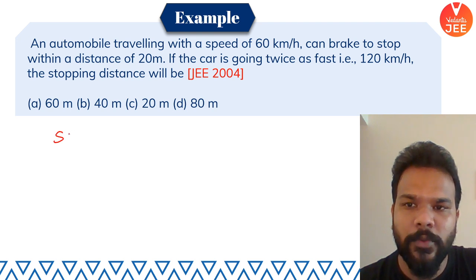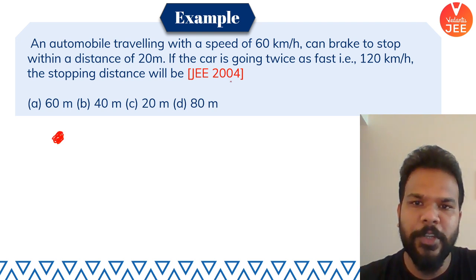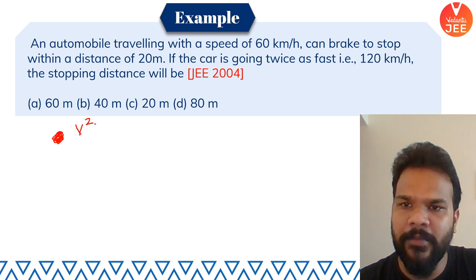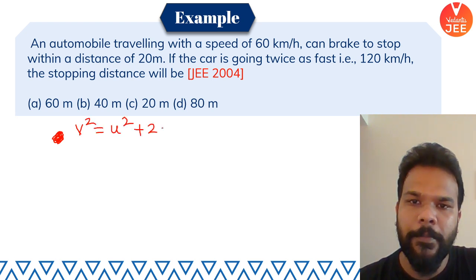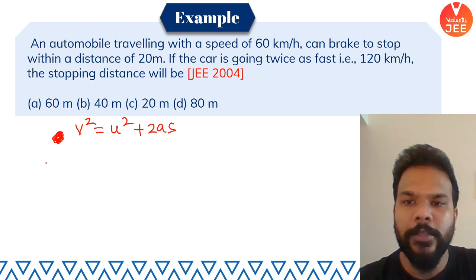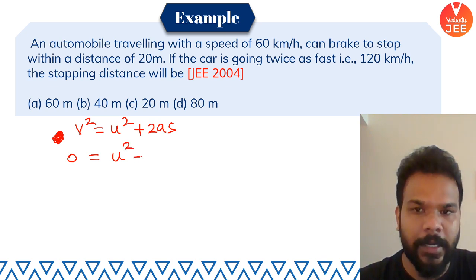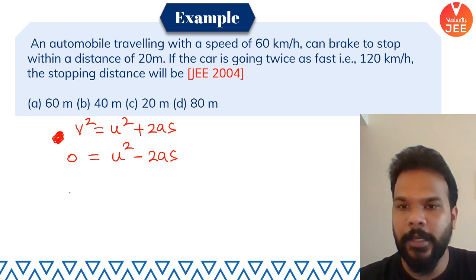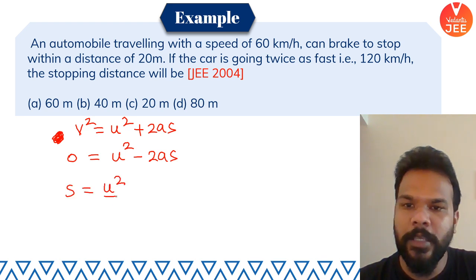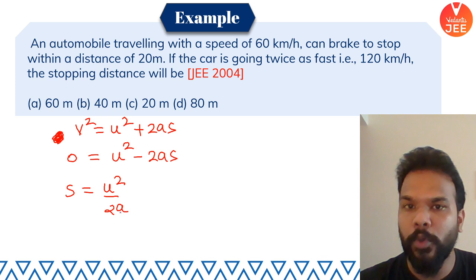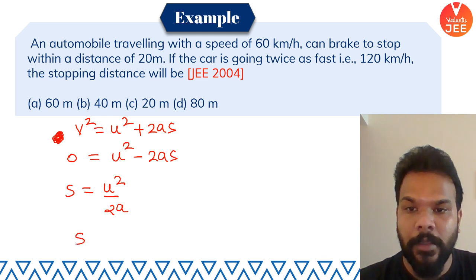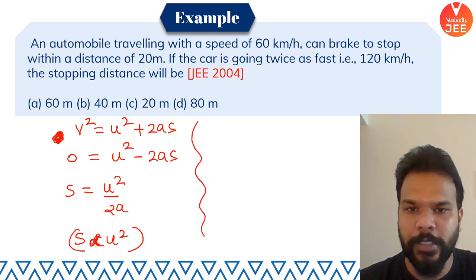Since no information of time is given, I'll go by v square equal to u square plus 2as. The final velocity is going to become 0, the initial velocity is u, and it is not acceleration but retardation, so that's why the minus sign is being used here. So s basically comes out to be u square by 2a, and if in both cases the rate of retardation is the same, we can say that s is proportional to u square. That's what is to be used in this question.